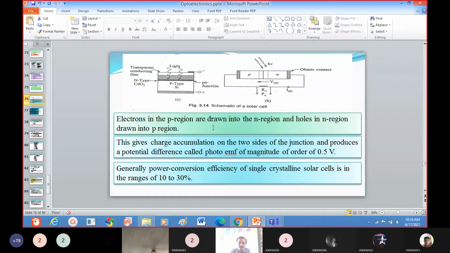Electrons move from the P region to the N region, and holes move from the N region to the P region, accumulating at the junction of the P and N regions. Due to this accumulation, a potential difference develops, so current passes through the circuit. If you connect a load resistance, we can take the output through that load resistance.